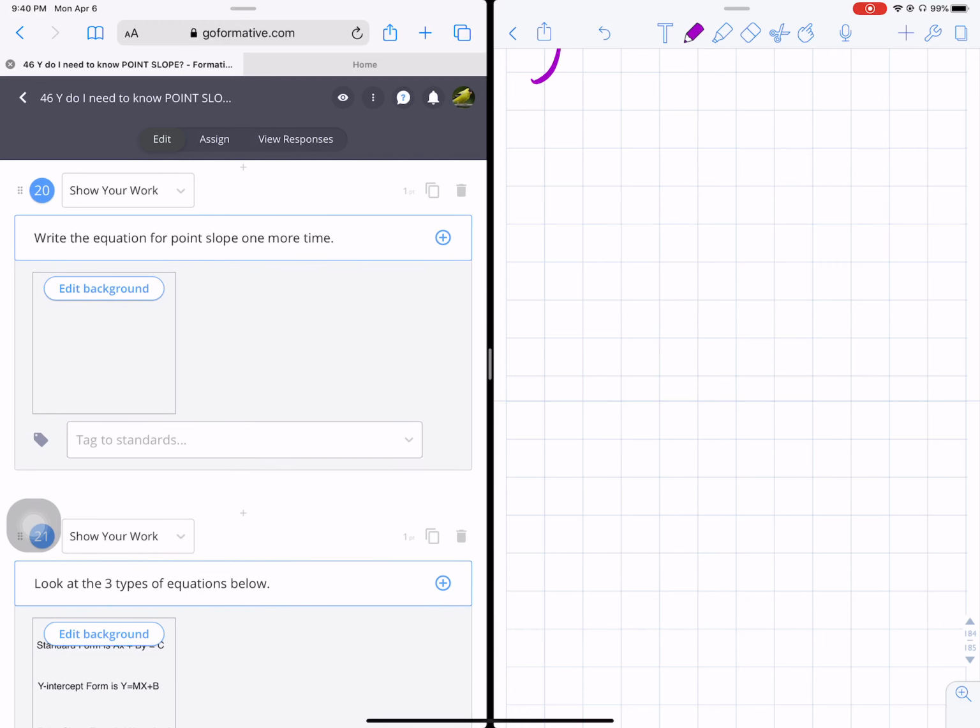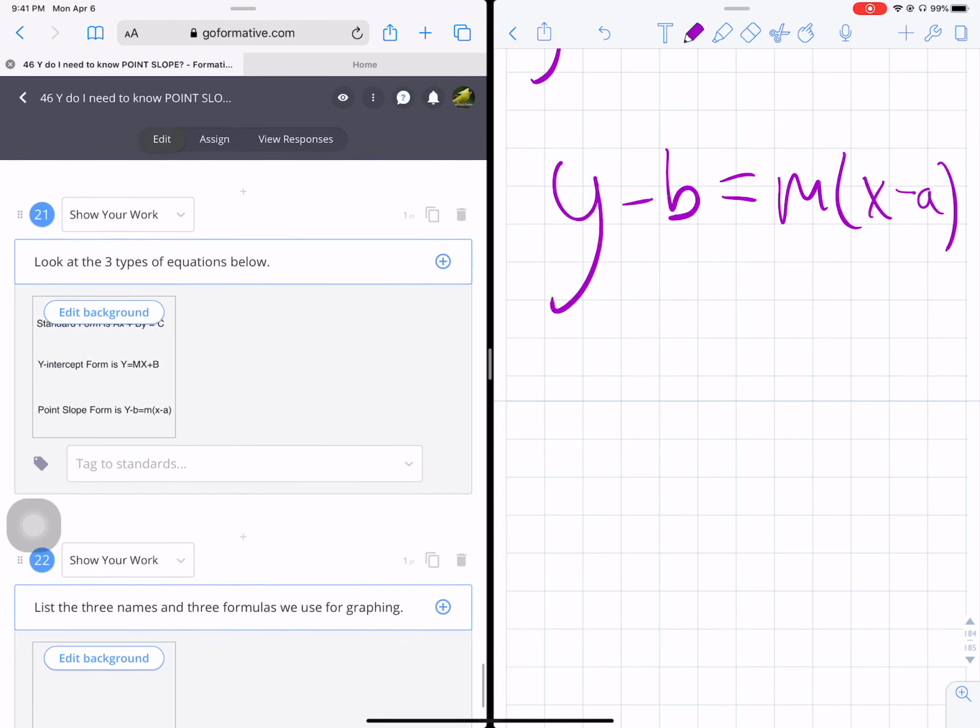Write the equation for point slope one more time. Okay. Anybody know it from memory yet? If you're still listening to this, can you do it from memory? Can you close your eyes and say, y minus b equals m times the quantity of x minus a? Okay.